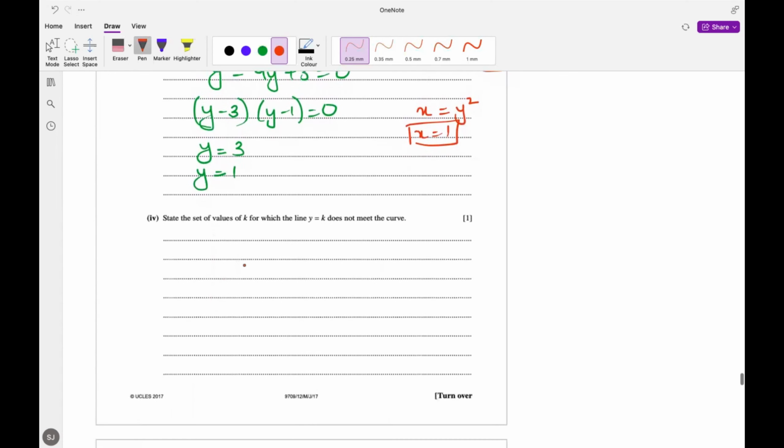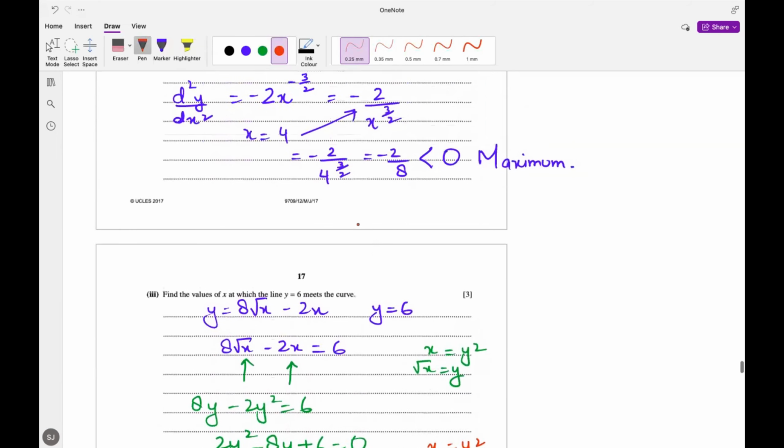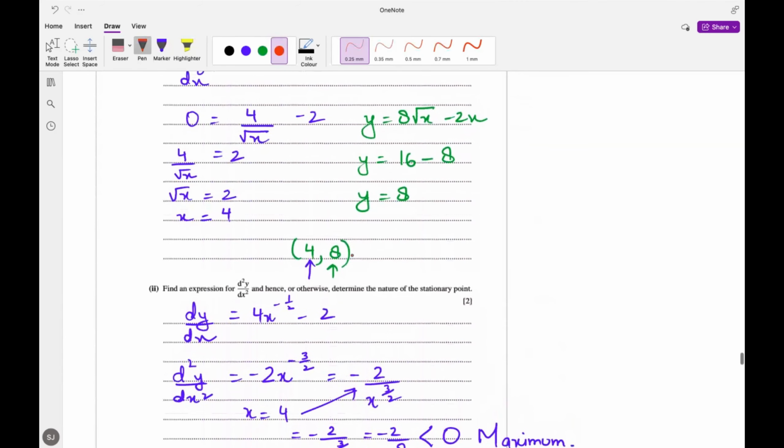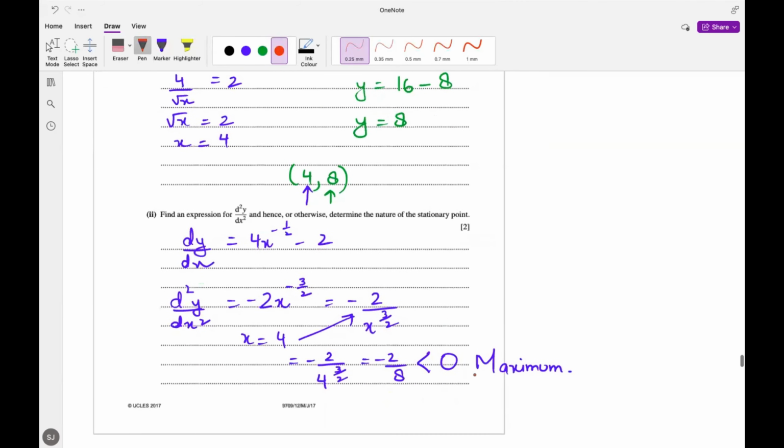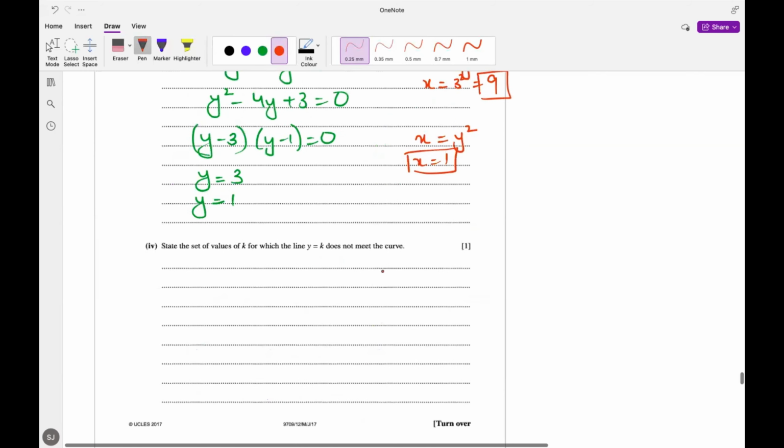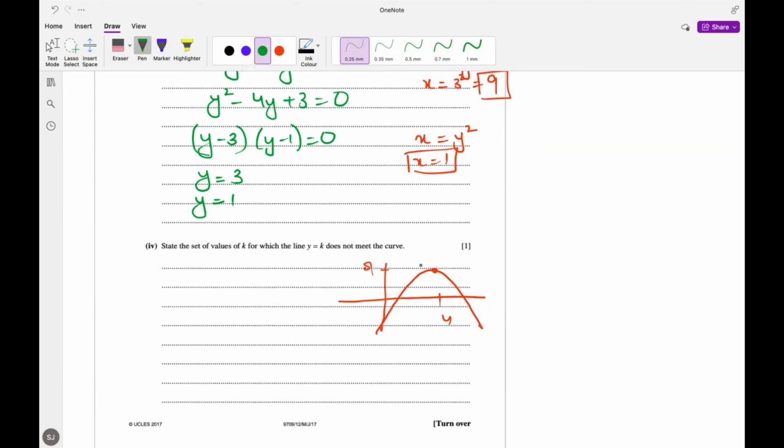In part 4, it is asking us to state the values of k for which the line y equals k does not meet the curve. Now we know that the stationary point for the curve was at the point 4, 8, and it was a maximum point. To understand this, let's say we draw it on the x and the y axis, this is 4 and this is 8. So the curve's maximum point was at this y equals 8. It means any line which is above 8 will not intersect the curve. So we'll say that for values of k greater than 8, the line y equals k will not meet the curve.